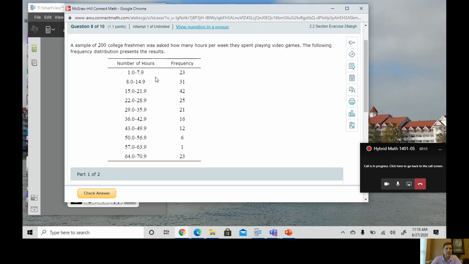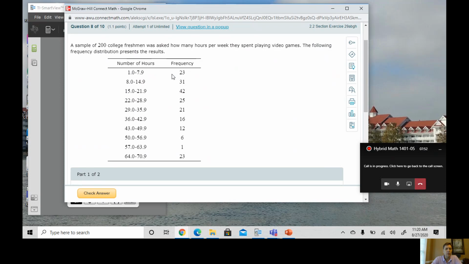But none of the raw data that was collected was any more accurate than rounded to the nearest tenth. So if it was going to be in this first class from 1 to 7.9, every data point that's in that class would be between those two numbers, including 1 and including 7.9. But if, say, there was a data value 7.95, it wouldn't move up here. 7.95 would still be here because the class is from 1 all the way to 8, but not including 8.